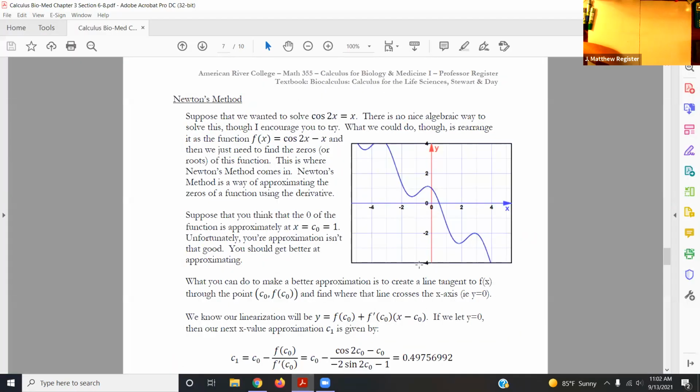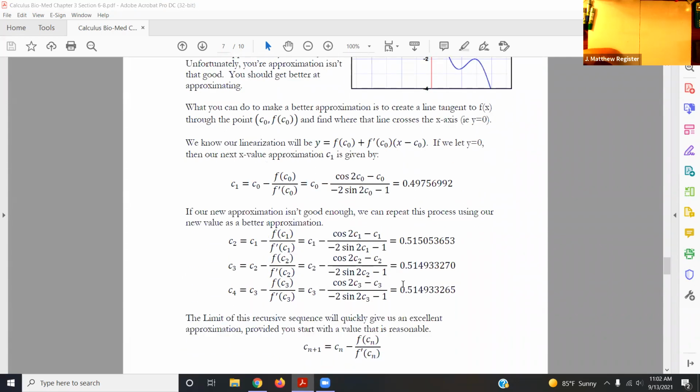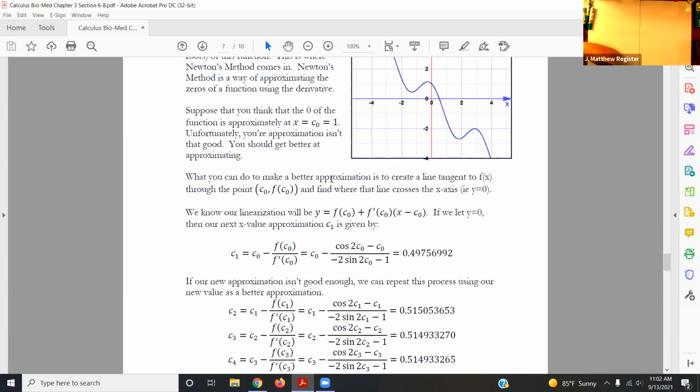Newton's method is a way of repeatedly doing this so that you get these really good approximations. What we're really doing, though, is we're taking the limit of a recursive sequence. And the linearization that we have, by the by, is this right here, y equals f of c naught plus f prime of c naught times x minus c naught.